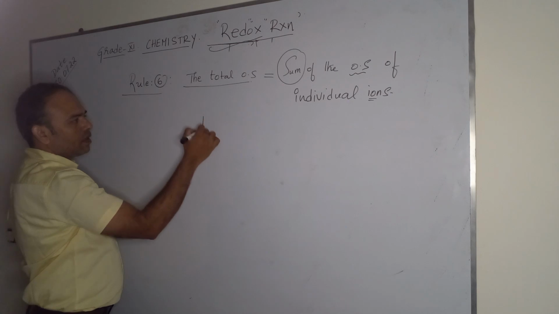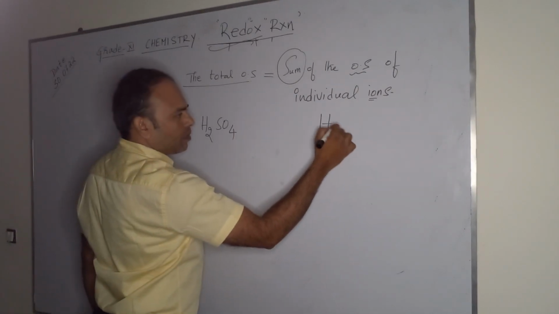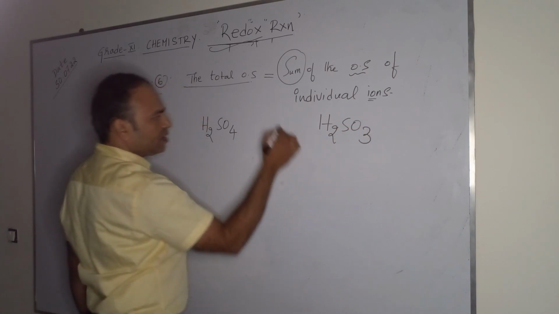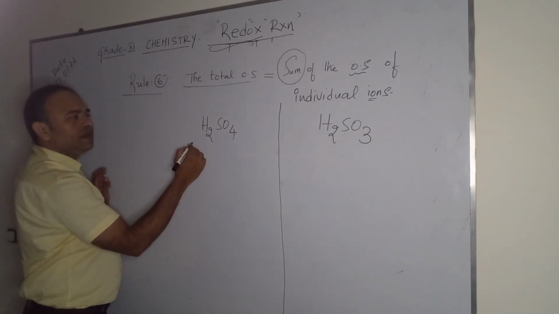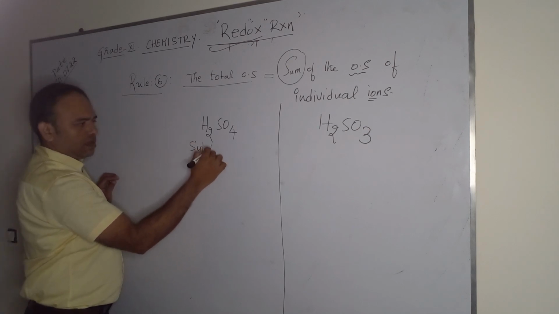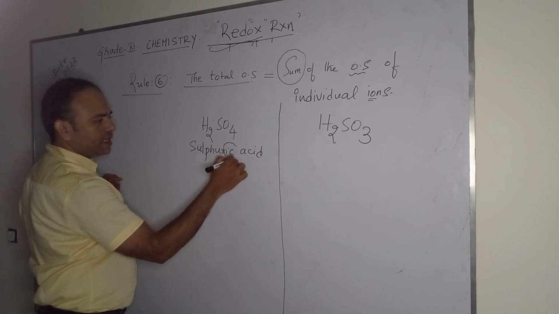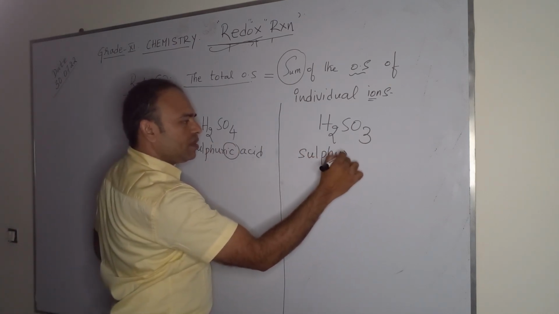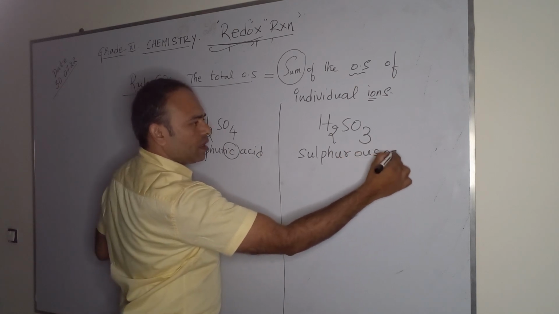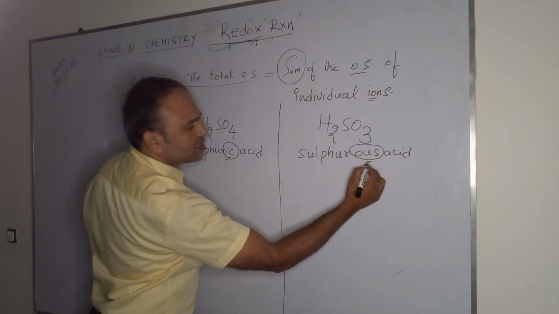Example, H2SO4, H2SO3. Once again I want to give an important difference, because you call this sulfuric acid, IC, and this will be known as sulfurous acid, OUS. What is the difference between ic acid and ous acid?